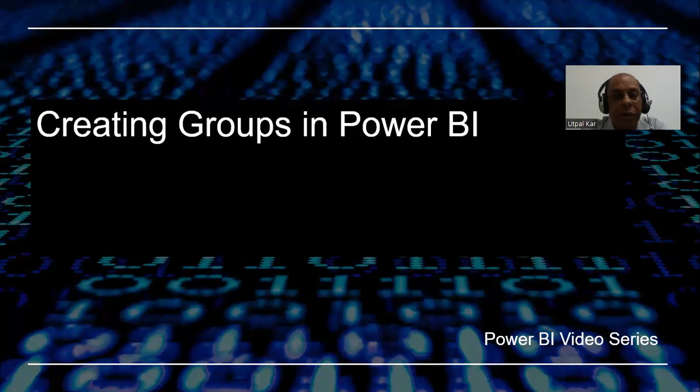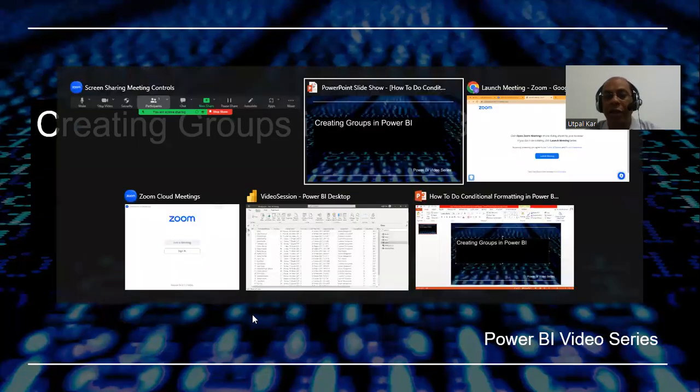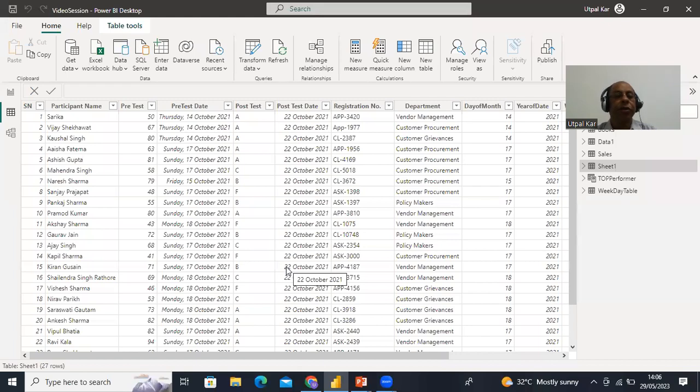So I'm taking all of you to our Power BI screen where we have already opened one particular data set. This data set is a very simple type of data set: various participants' names, their pre-test score, some dates, and also some departments. I want you to focus on this particular column. Here we can see various departments: vendor management, customer procurement, policymakers. So many departments are there.